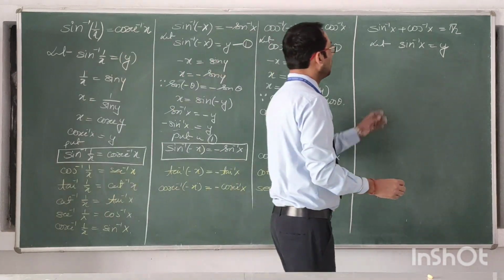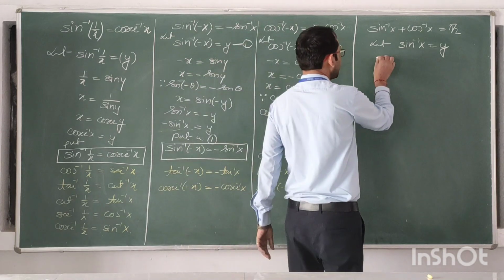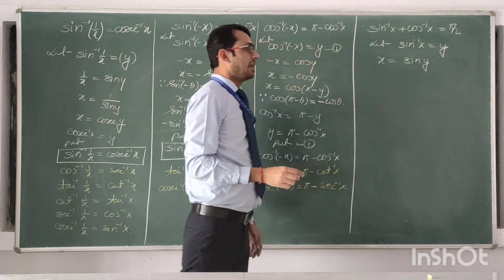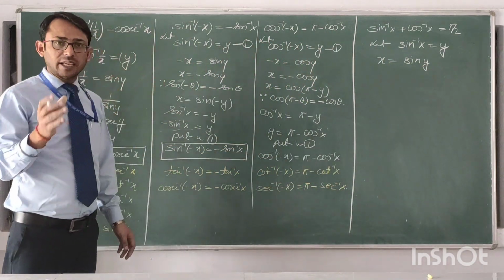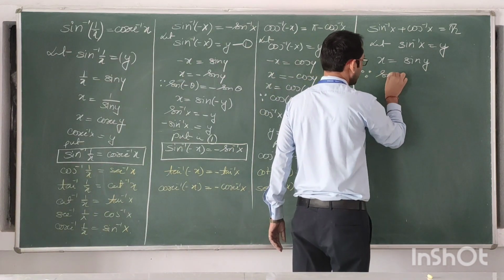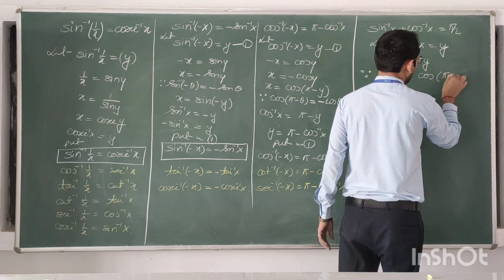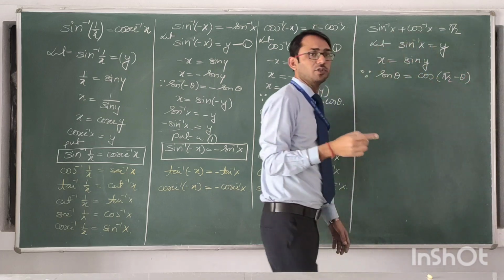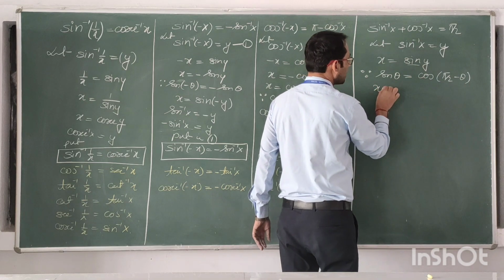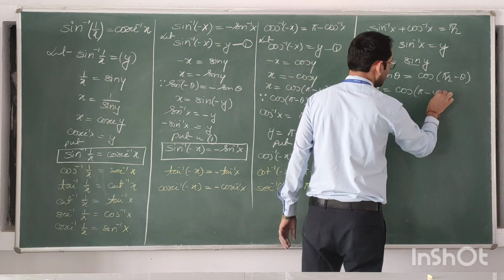Yes, beta. So we have supposed sin inverse x equals y. x can be written as sin y. Now see, I know one identity: sin theta can be written as cos of pi by 2 minus theta. Hope you remember, it was in class 10th also. So sin theta is cos of pi by 2 minus theta, and theta is y.